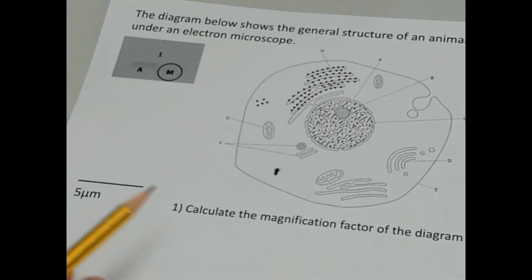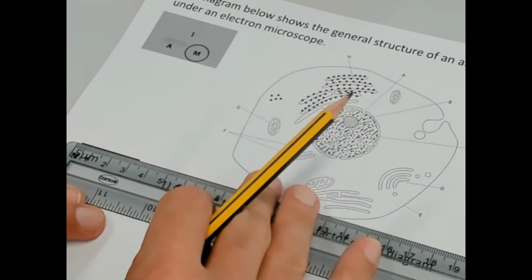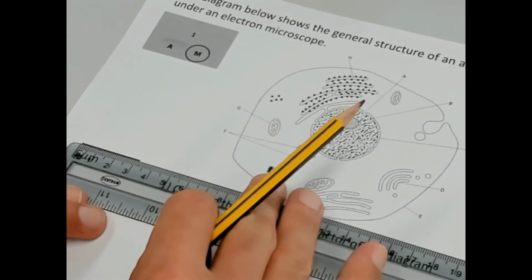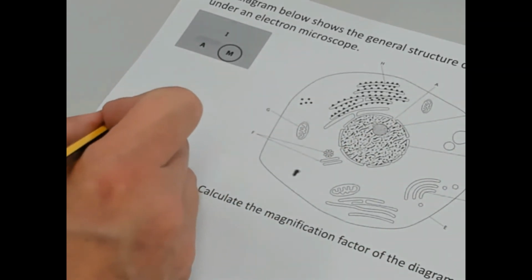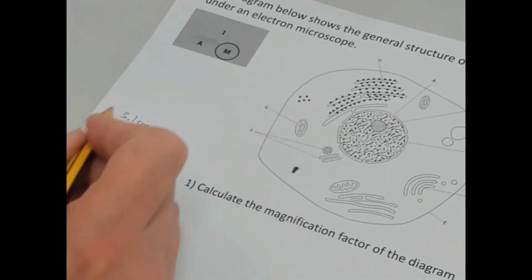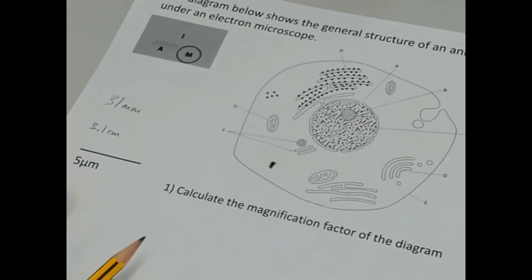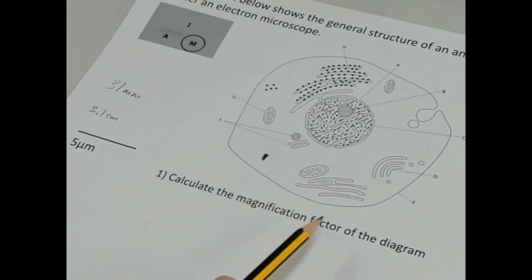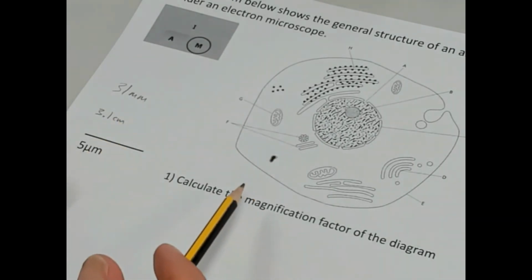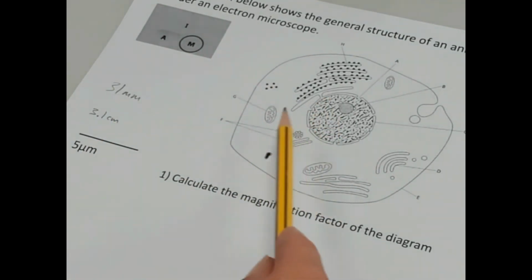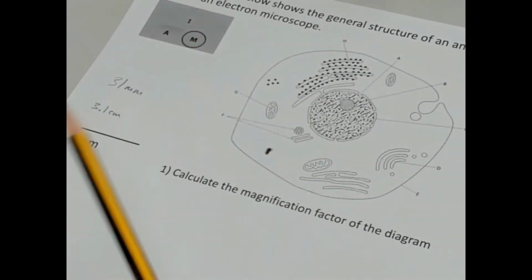So let's go and measure that scale bar now. And I measure my scale bar to equal about 3.1 centimeters. So that's 3.1 centimeters, which is the same as 31 millimeters. Yeah? Okay, cool. Now let's see what they want. Calculate the magnification factor on the diagram. Okay, so magnification factor on this diagram, they're not asking me to specifically measure any specific organelle in the cell. They just want to know what the magnification factor is.